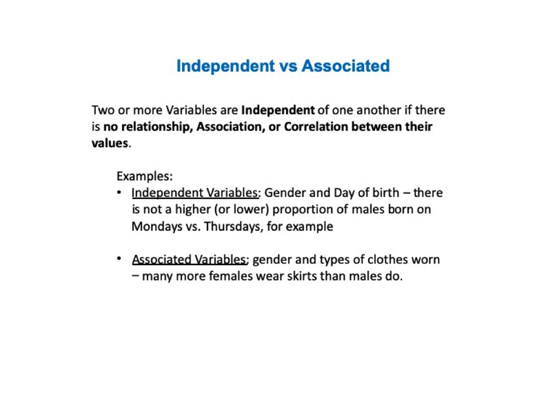Here's an example of independent variables. Gender and day of birth are independent. There is not a higher or lower proportion of males born on Mondays versus Thursdays, for example. And here is an example of variables that are not independent. They are associated. The two variables are gender and type of clothing worn. Many more females wear skirts than males do.